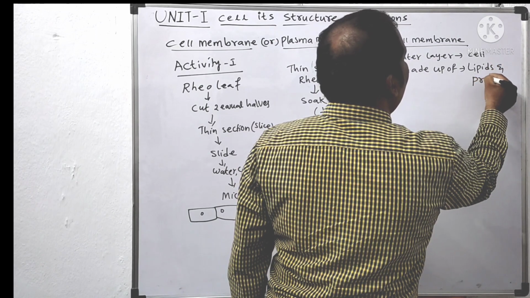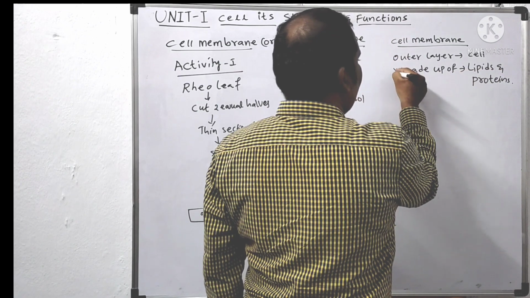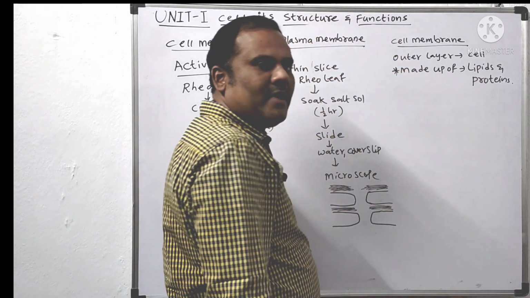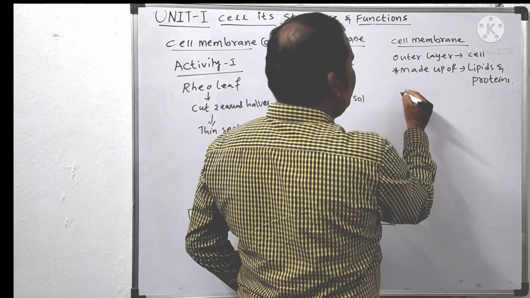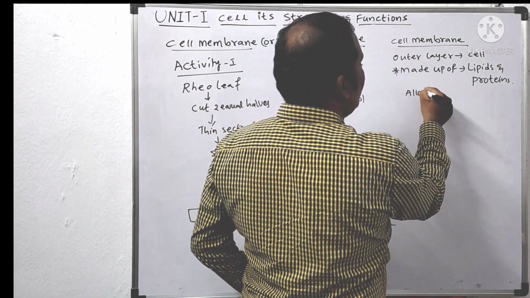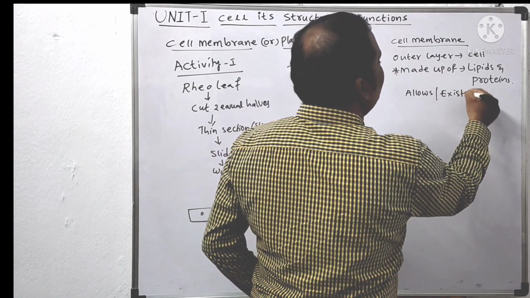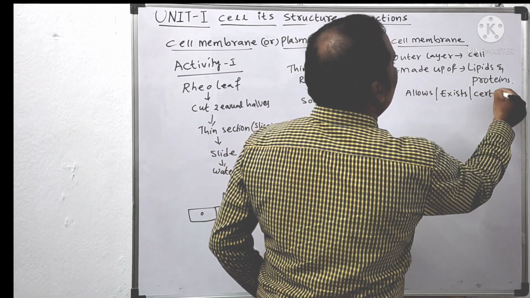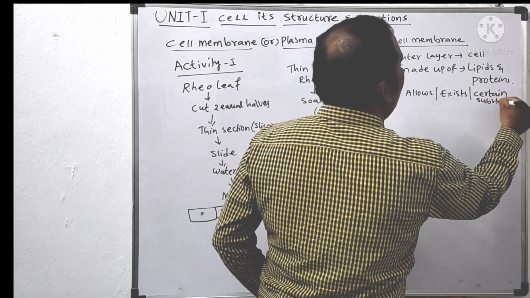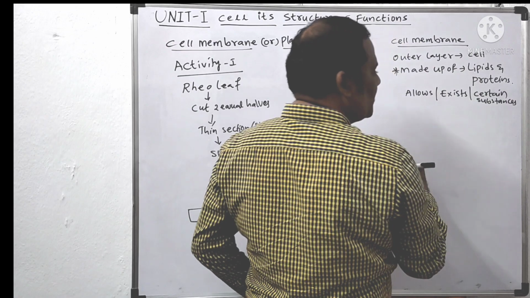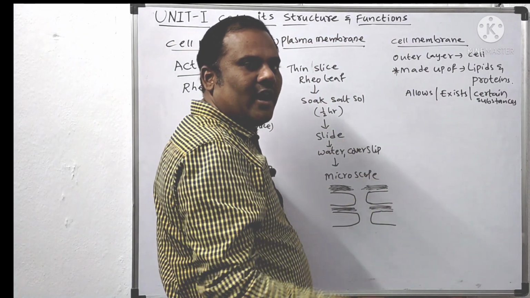Lipids and what? Proteins. So this is very important: the cell membrane is made up of lipids and proteins. This cell membrane allows certain substances to pass inside, and it also lets certain substances exit outside.